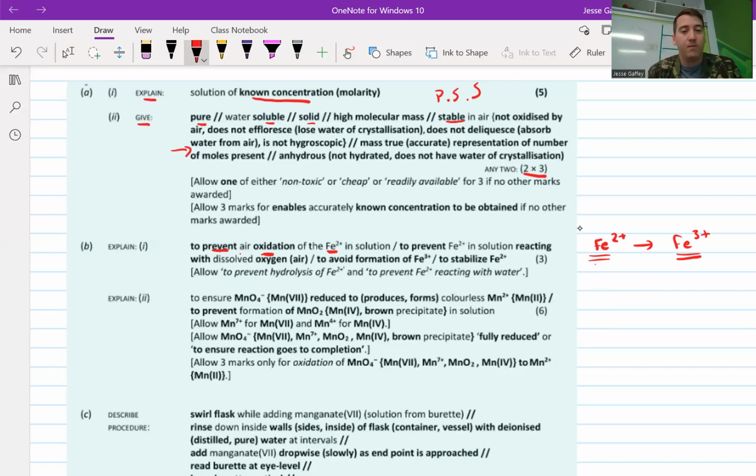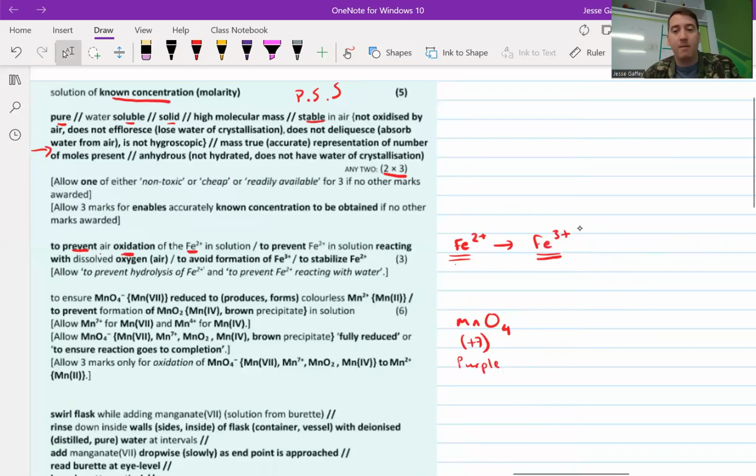What about the second one? What we want to happen is we want the Mn in the KMnO4, this manganese in the +7 oxidation state, which is purple, to be fully reduced down to Mn2+, which is colorless at the end. That's what we want to happen. We want a full reduction of Mn +7 to Mn +2.